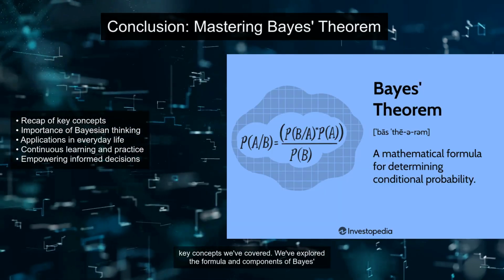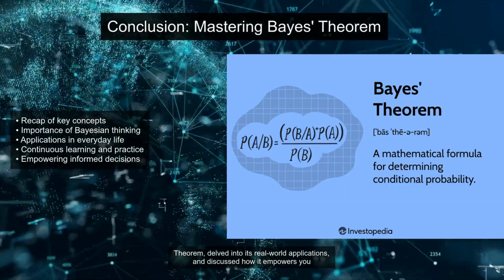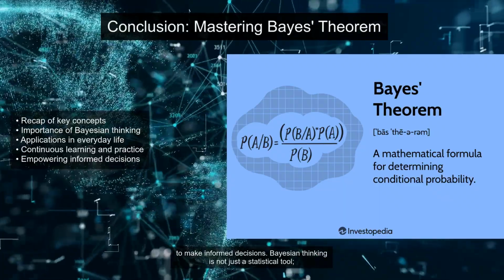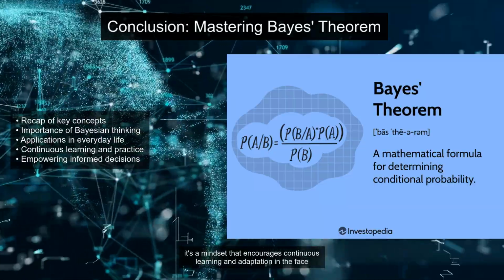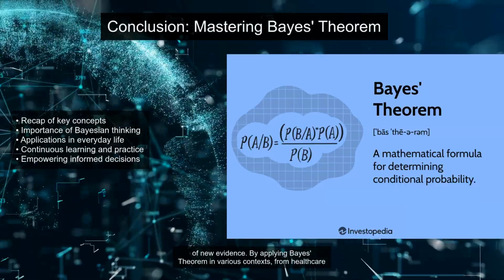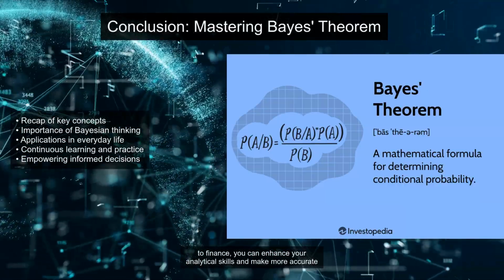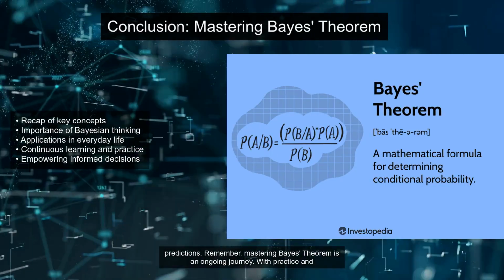We've explored the formula and components of Bayes' theorem, delved into its real-world applications, and discussed how it empowers you to make informed decisions. Bayesian thinking is not just a statistical tool, it's a mindset that encourages continuous learning and adaptation in the face of new evidence. By applying Bayes' theorem in various contexts, from healthcare to finance, you can enhance your analytical skills and make more accurate predictions. Remember, mastering Bayes' theorem is an ongoing journey.